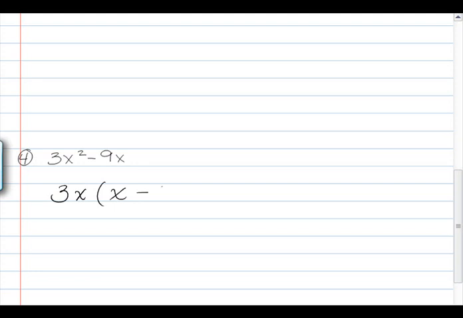Minus 9 divided by 3 would give us 3, and since we're taking away that x, we would not have any x's left over. So our final answer would be 3x times x minus 3.